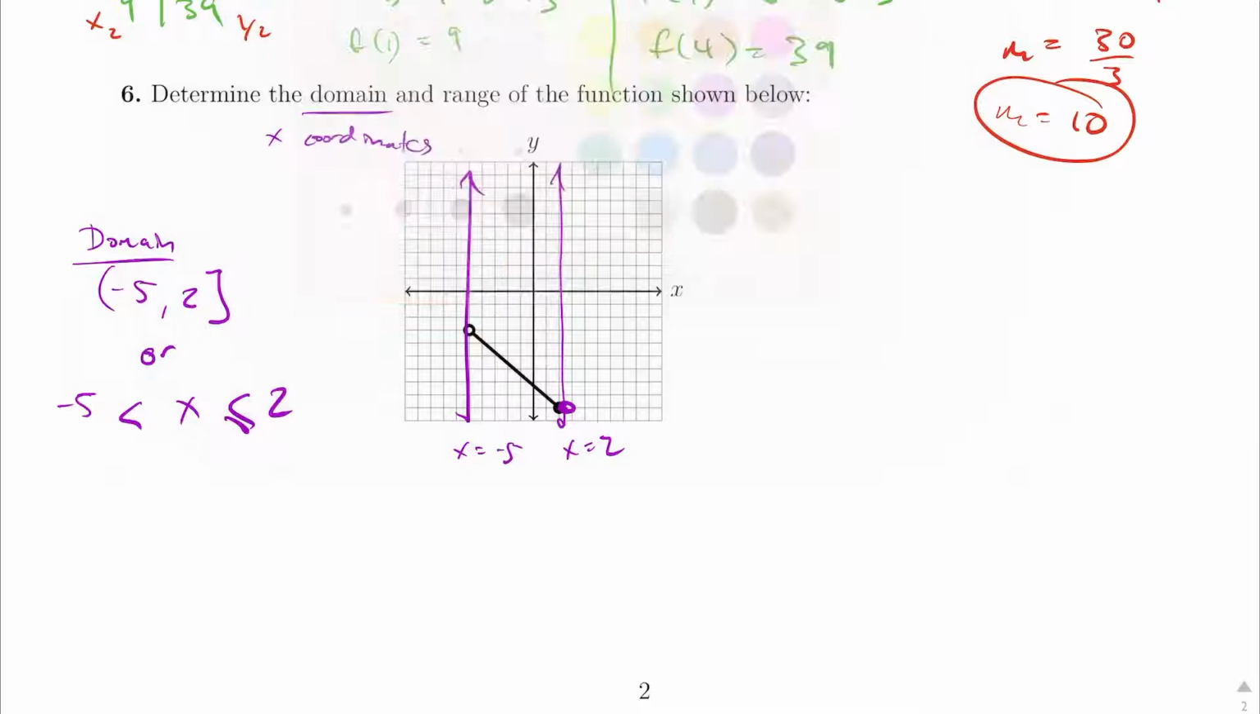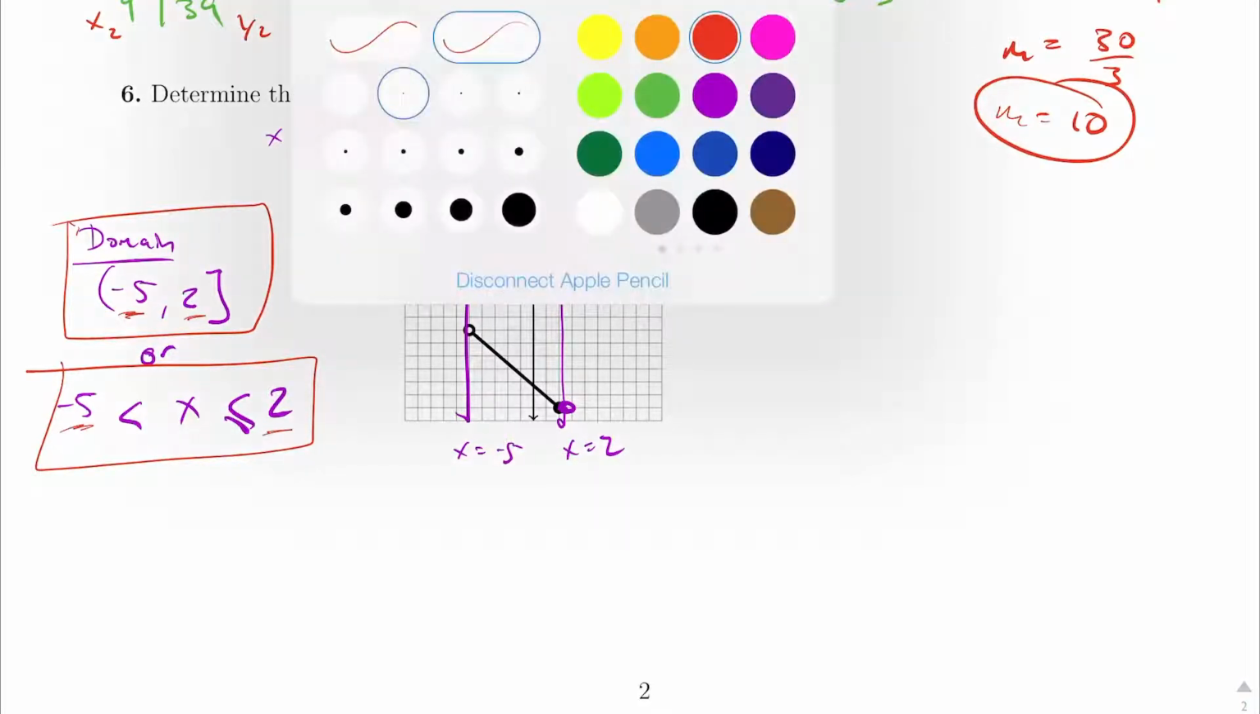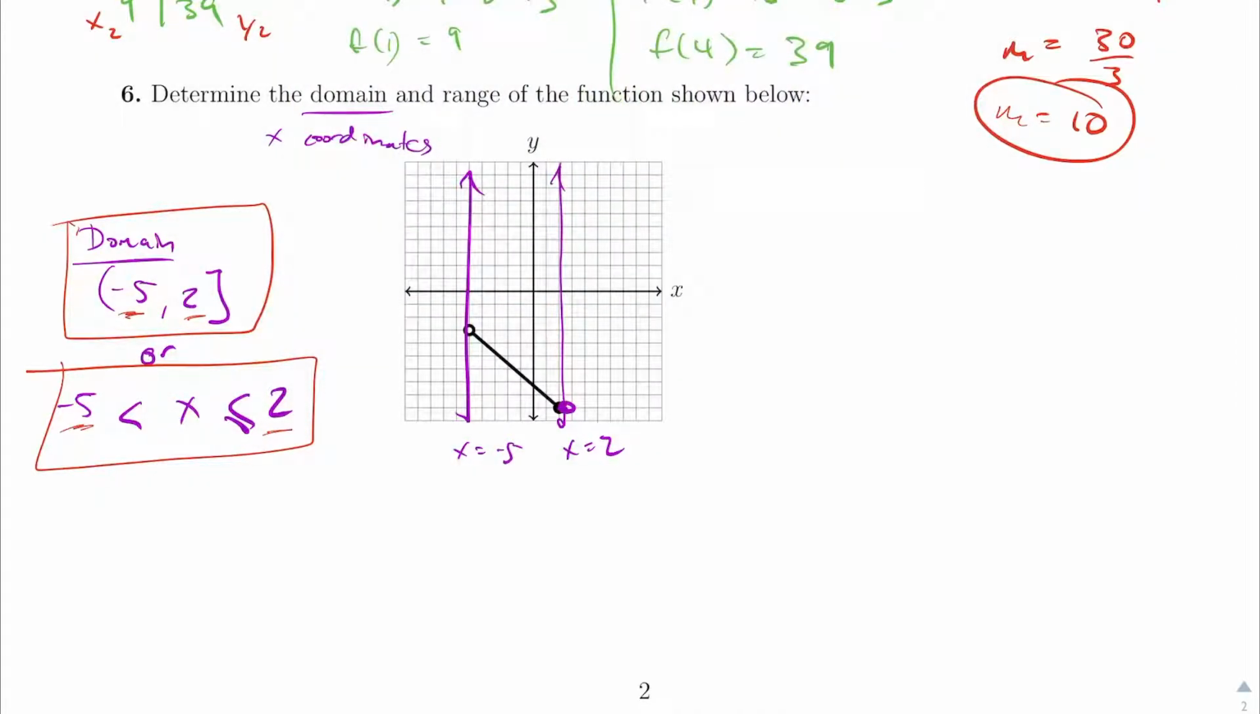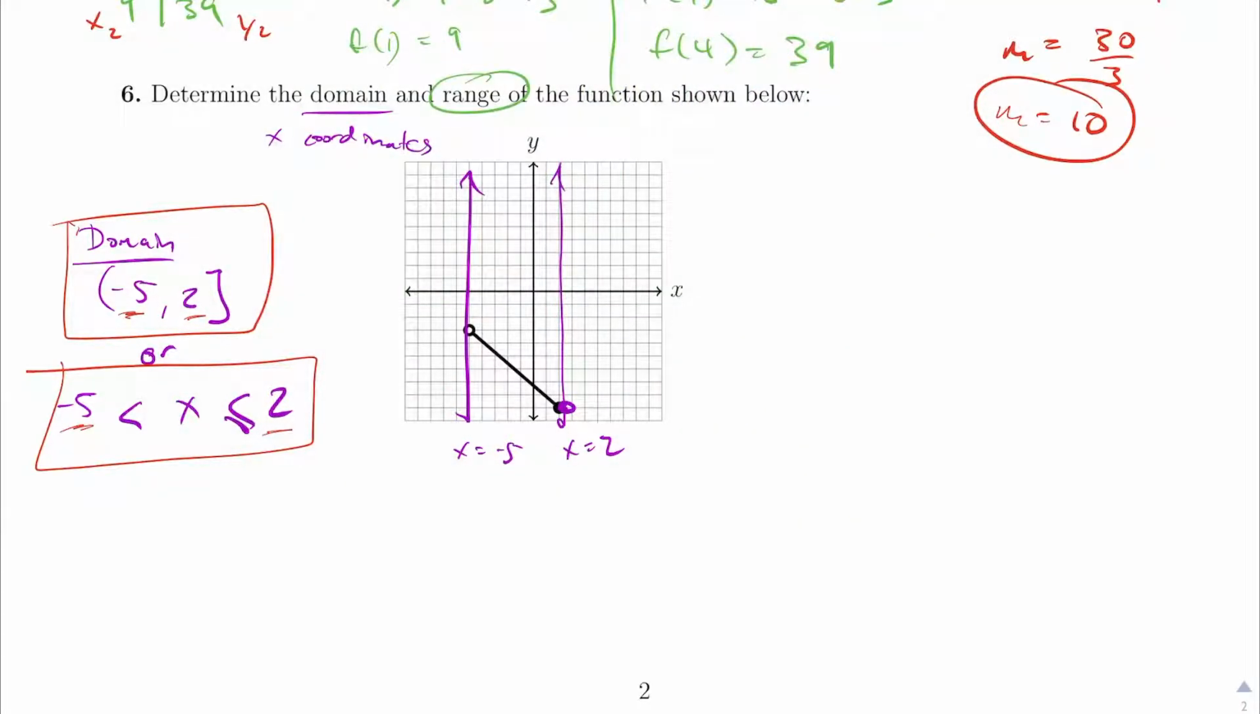Most common mistake on the quiz was for domain, whether you write it like this or this, it has to be minimum, maximum, with that order, minimum first, then the maximum. All right, next up for problem number 6 was the range. The range is going to be the y values.